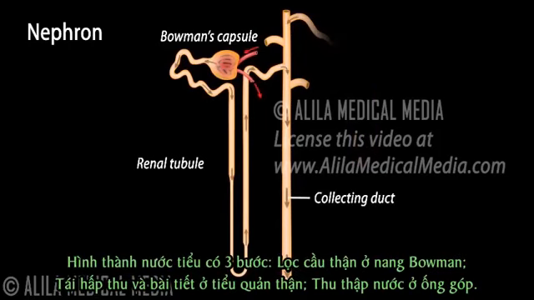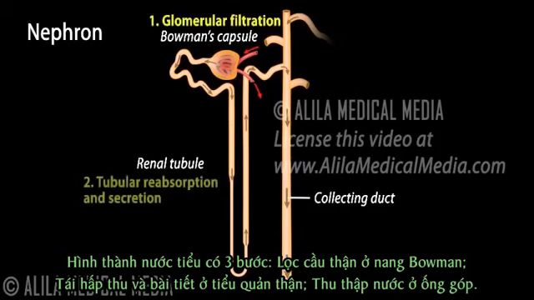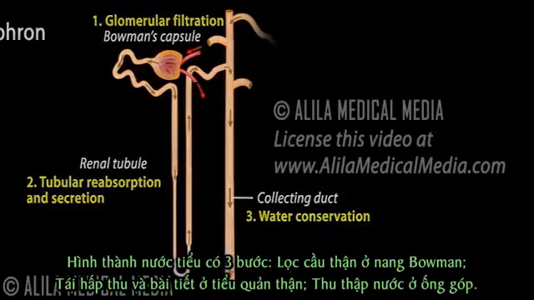There are 3 steps in the formation of urine. Glomerular filtration takes place in the Bowman's capsule. Tubular reabsorption and secretion occur in the renal tubule. Water conservation happens in the collecting duct.